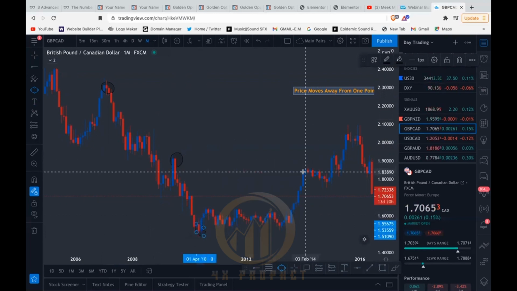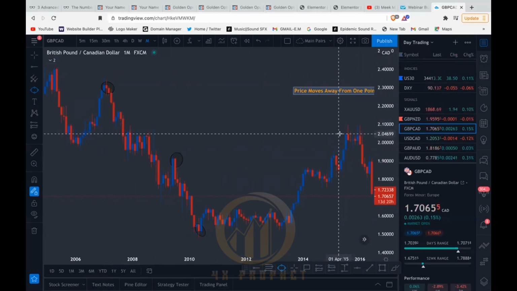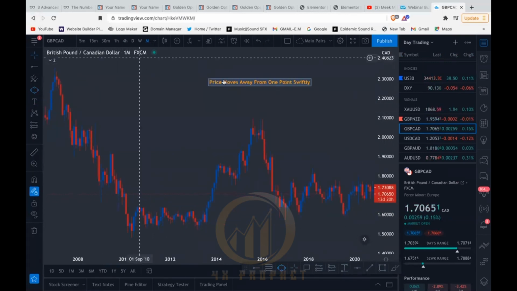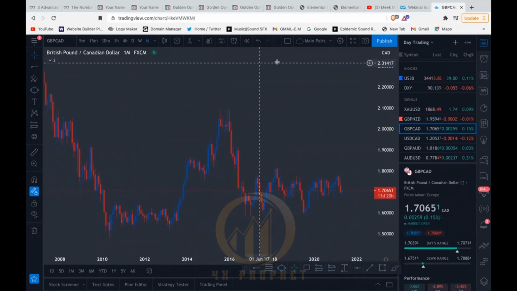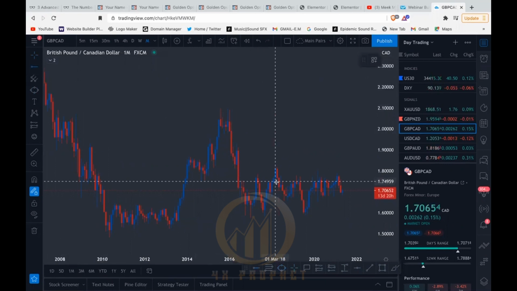You don't want to pay too much attention to order blocks on the monthly time frame, but you'd still want to get an idea of what the monthly OB is, all right? So let's just do GCAD together. I'm going to show you all how to do it. I don't like using that drawing replay tool. I'm going to do it live.